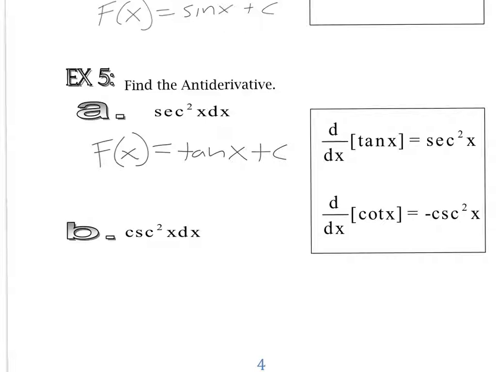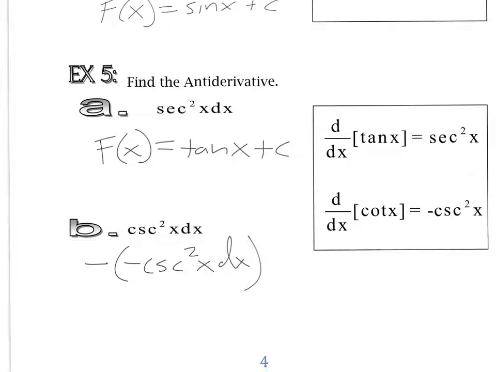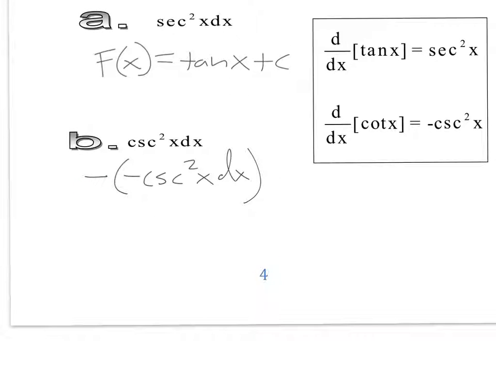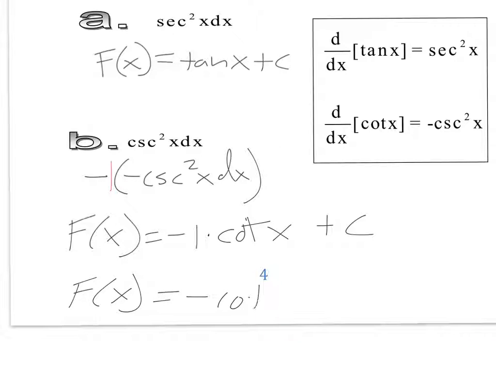Okay, the next one is a little bit different. So what I'm going to propose is that because it doesn't fit our derivative that we know perfectly, let's just make it fit. Let's call this a negative cosecant squared x dx. And if we wanted to take the antiderivative of that, this is pretty straightforward because this is really just like a coefficient of negative 1. So with derivatives and antiderivatives, we can just leave coefficients out front and focus on this. And so the antiderivative of this would be negative 1 times the antiderivative of negative cosecant squared, which is negative cotangent x. So this is negative 1 times cotangent x, plus some c value, of course. So we could clean this up just a little bit, and it would be negative cotangent x plus c.